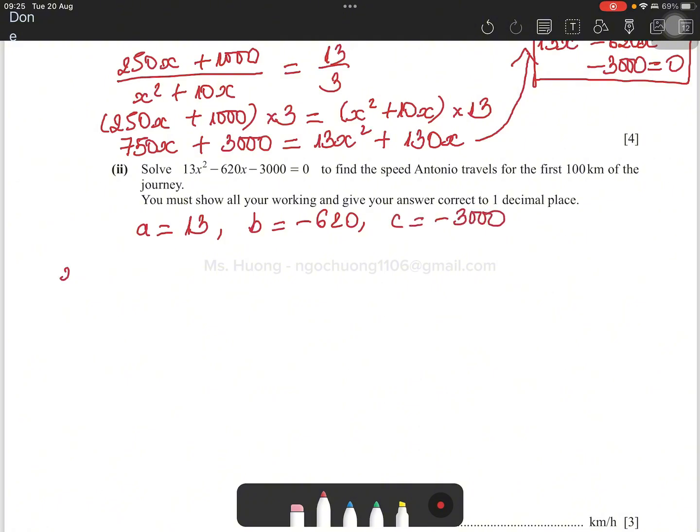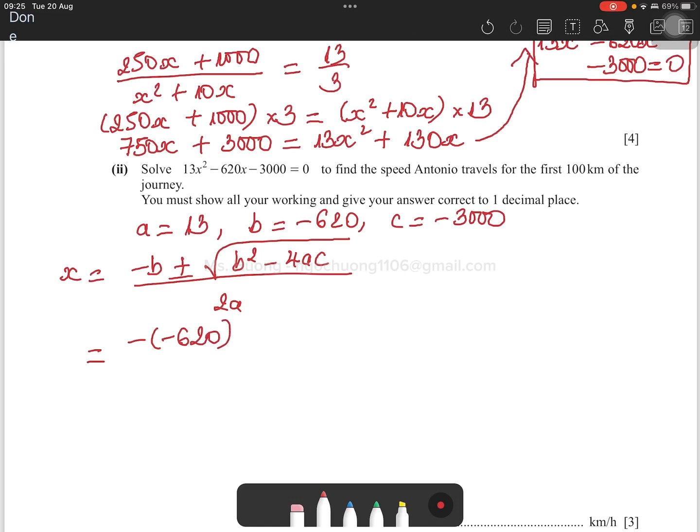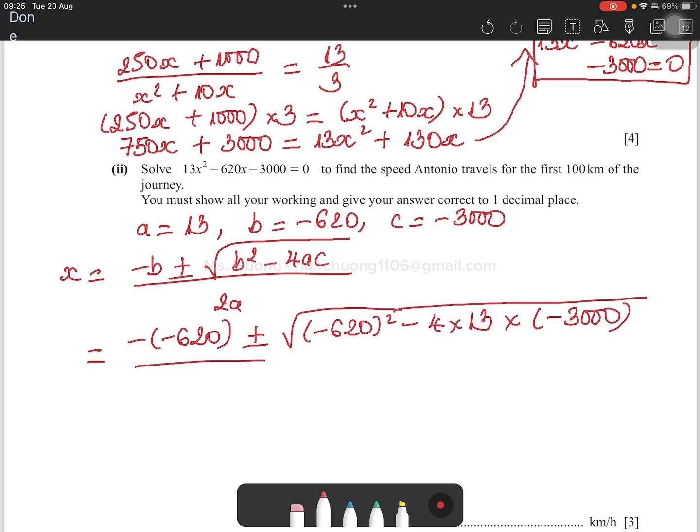So we can use the quadratic formula: negative b plus or minus the square root of b squared minus 4ac, all over 2a. B is negative 620, plus or minus the square root of negative 620 squared minus 4 times a, which is 13, and c is negative 3000. Then we divide all of this by 2 times a, which is 2 times 13.